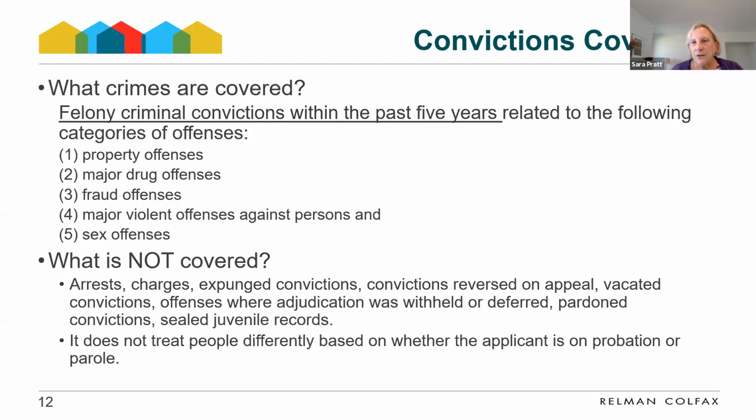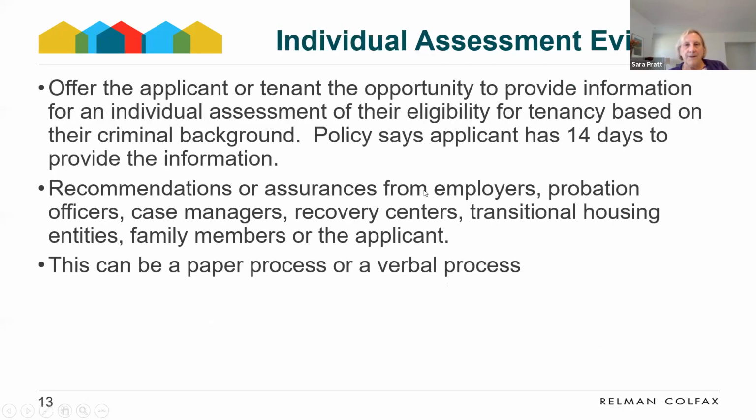Why did we pick those? Remember the Wilder research I talked about at the beginning of my presentation? These are the ones that indicated in the research that we have there was a higher chance that their bad conduct reflected by this conviction would continue for at least 5 years. But if you have a felony conviction more than 5 years ago, you're not covered by the policy. And the policy says we're not covering charges or expunged convictions, and it doesn't treat people differently based on whether they're on probation or parole either.